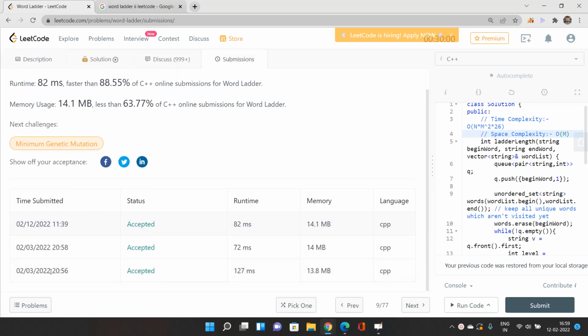You can see I have done this problem on 3rd of February, and yeah, I need to do that again. It was pretty much obvious for me that yes, I'm going to do the same problem again.